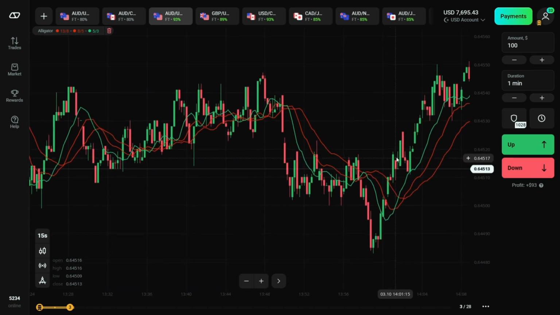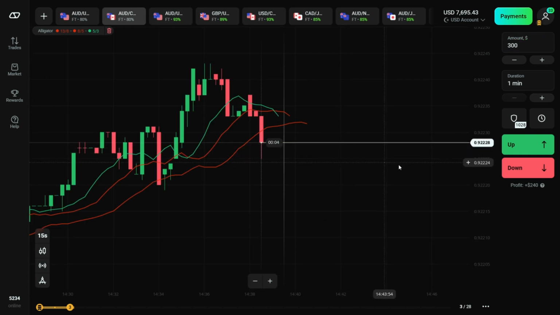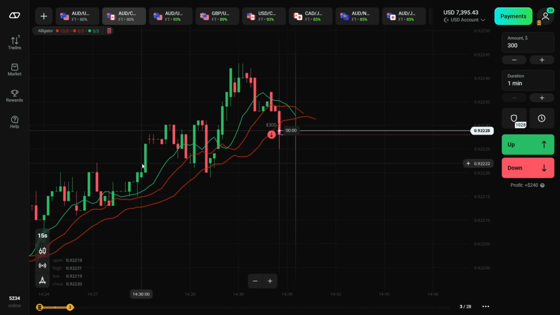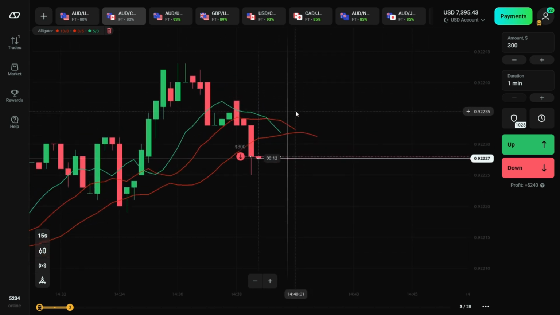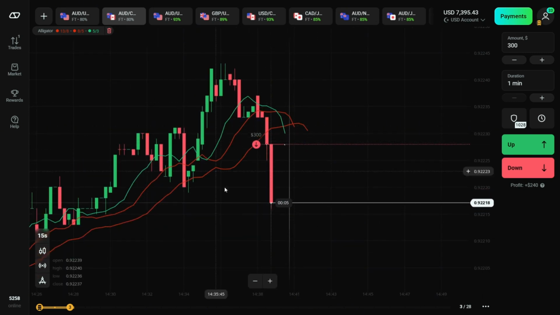So let's try to enter 1 or 2 trades. Let's set the amount to $300 and try to find a trade to enter right away, just as we're seeing with this currency. So let's enter a sell trade right away. Everything should be clear for us. The green moving average crossed the red moving average, the first one and then the second one, both at the same entry point. Based on that, we entered a sell trade for $300.